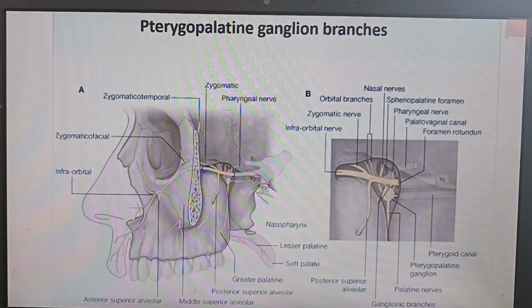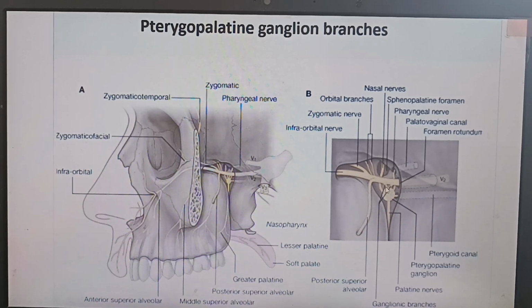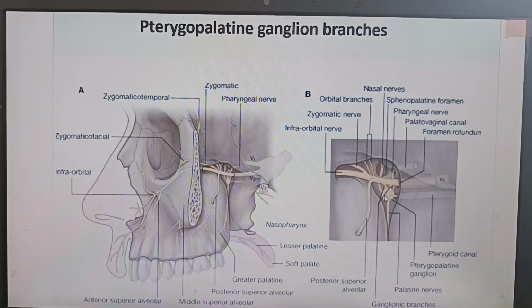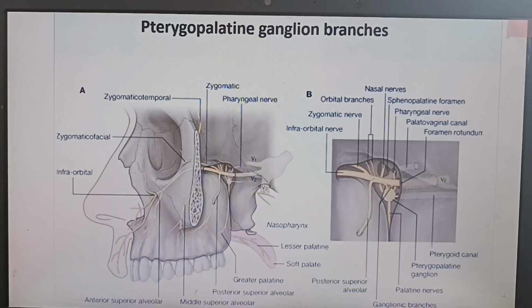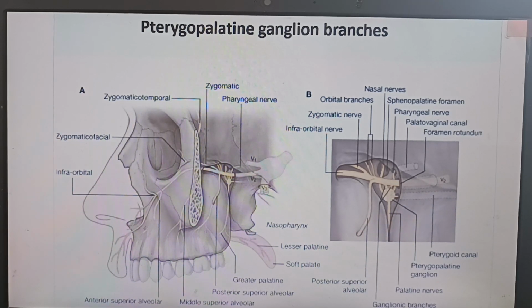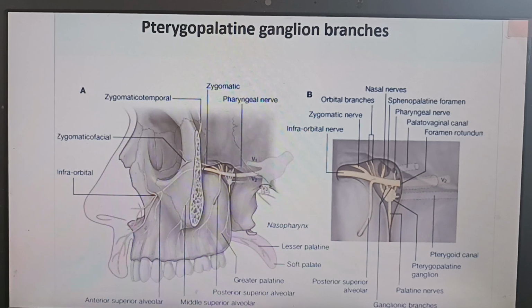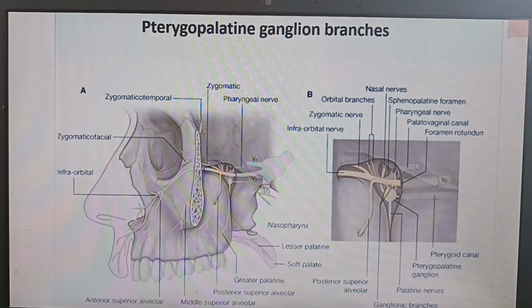So whichever postganglionic fibers arise from the pterygopalatine ganglion have to go to all these structures, namely the lacrimal gland and the mucosa lining the orbit, the oral cavity, pharynx, nose, etc. That itself will give you a clue where the branches of the ganglion will go. Let us keep this idea in mind and think about where these branches will go.